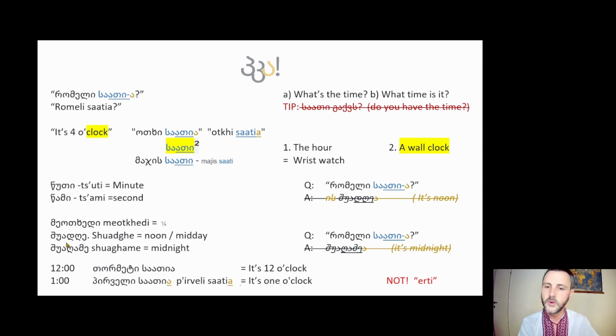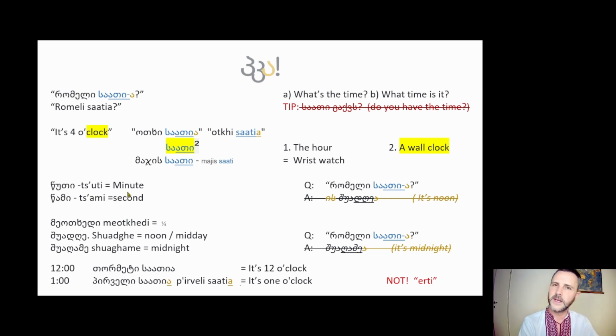The word for noon and midday is here. Shuadre, in the middle of the day. Shuadre is noon or midday. Shuarame is the midnight. They're used, but not to tell the time. We have meot chedi. Meot chedi is the quarter, from quarter past and quarter to, that we didn't need because we're using 15. Tchut meti. And so they're in the vocabulary, but they are not used the way we do in English.